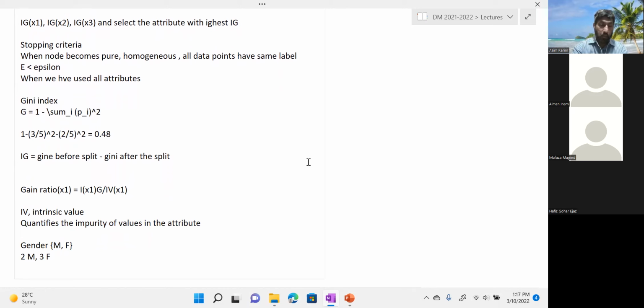So entropy इसका क्या होगा? Minus 2/5 into log 2/5 minus 3/5 into log 3/5, which is of course वही 0.67 आएगा. ठीक है? So this is the intrinsic value of this attribute.